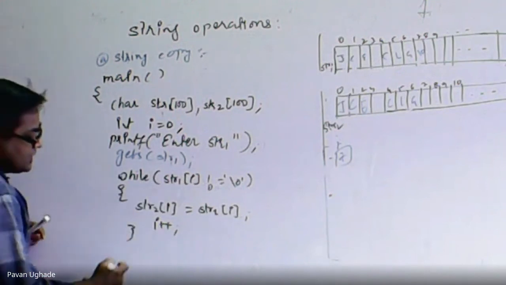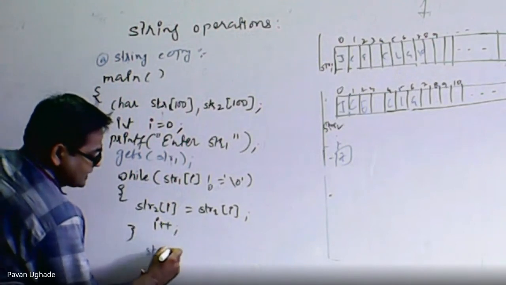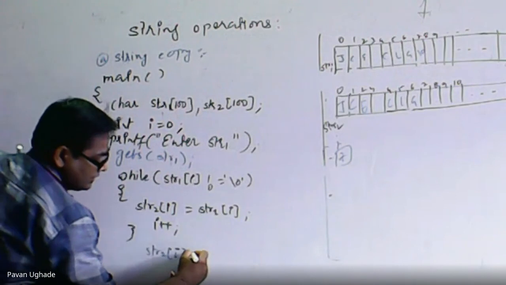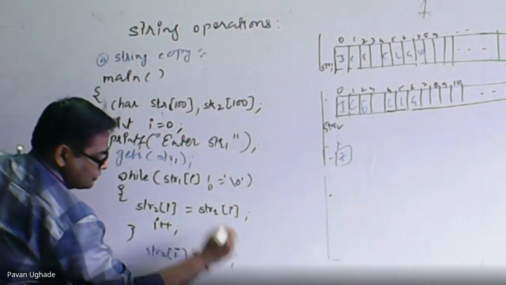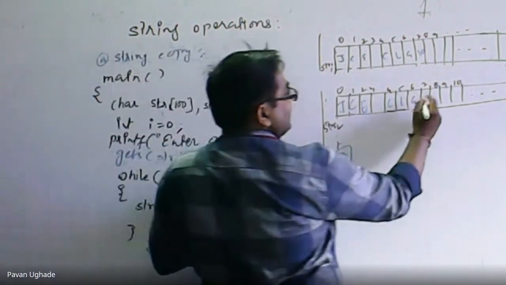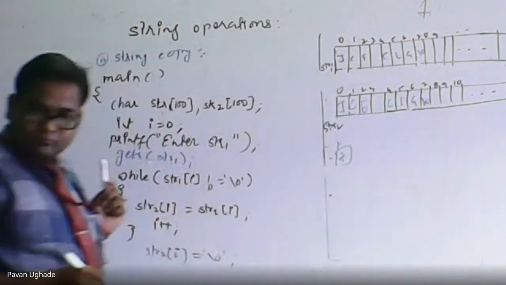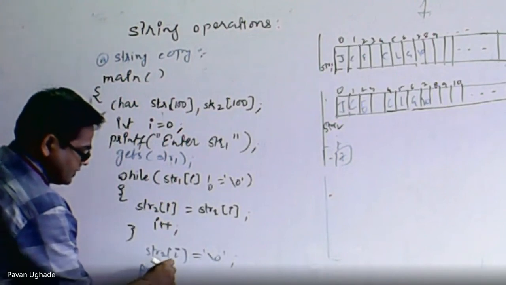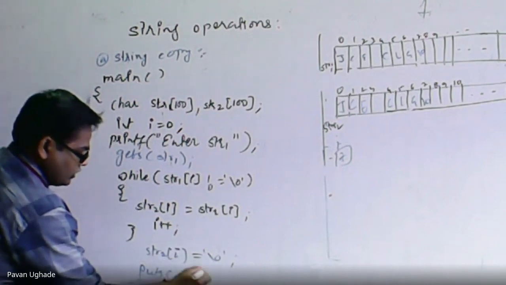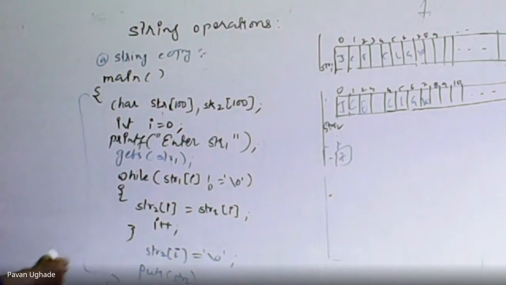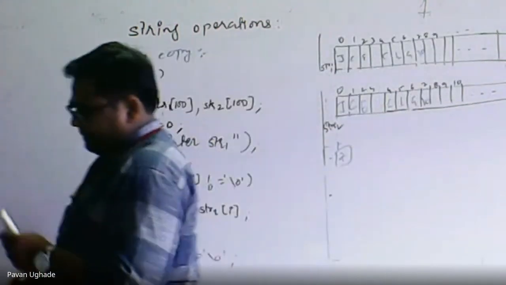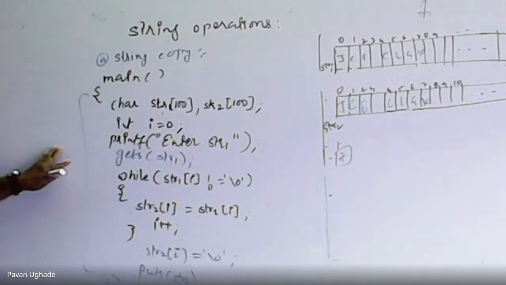So after this, what we will be doing? We will explicitly be adding, because by this time i value equals to 7, str2 of i equals to put a backslash of 0 character. So now we are putting a backslash of 0. Clear with this? And now here you can say puts of str2. So if you do this, you will be successfully able to see that we have done the string copy operation.